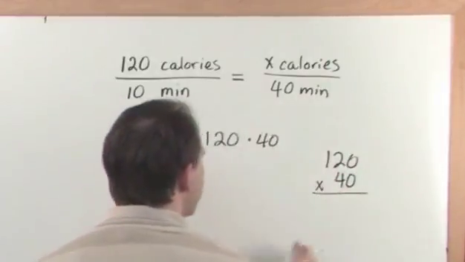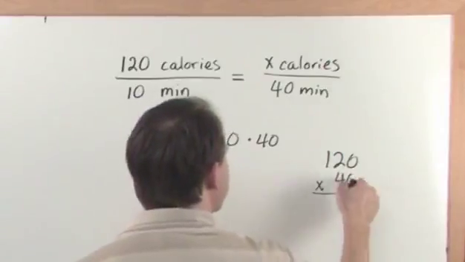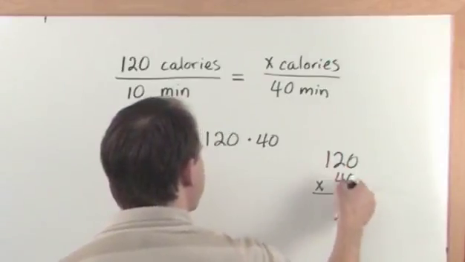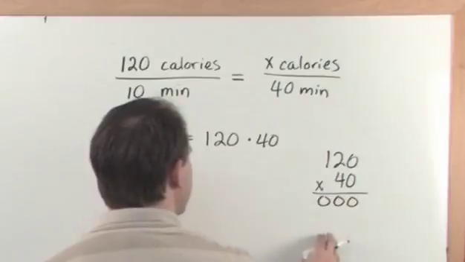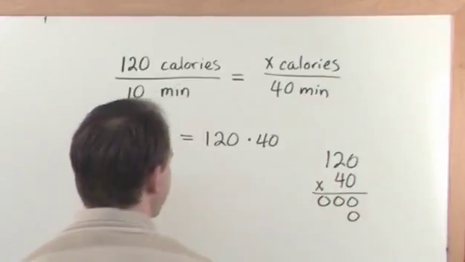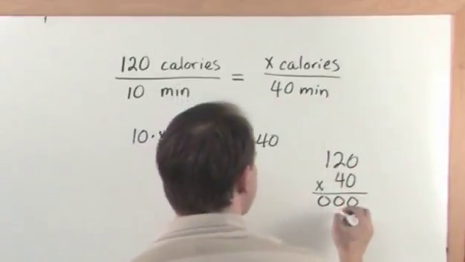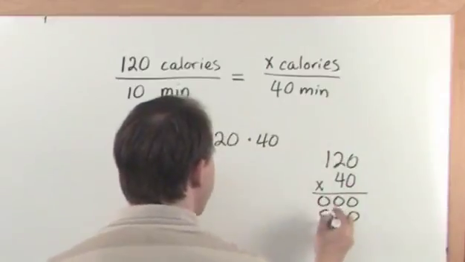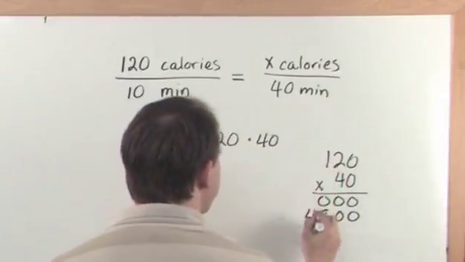Let's do it here. 0 times 0 gives me 0. 0 times 2 gives me 0. 0 times 1 gives me 0. Moving on to here, I must put a 0 there. 4 times 0 gives me 0. 4 times 2 gives me 8. 4 times 1 gives me 4.